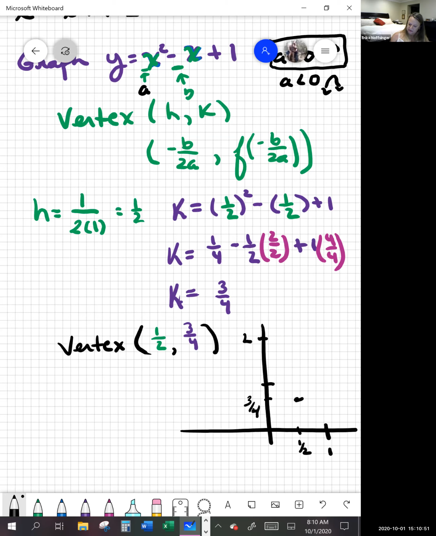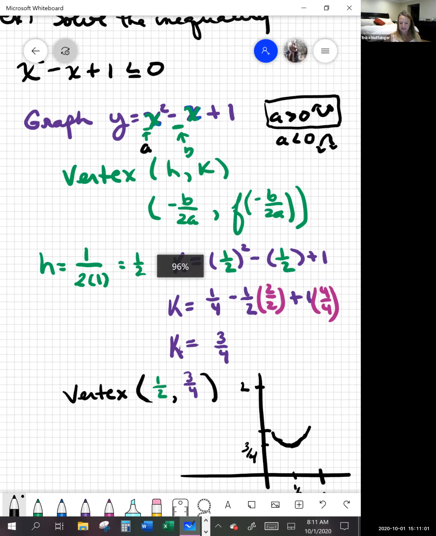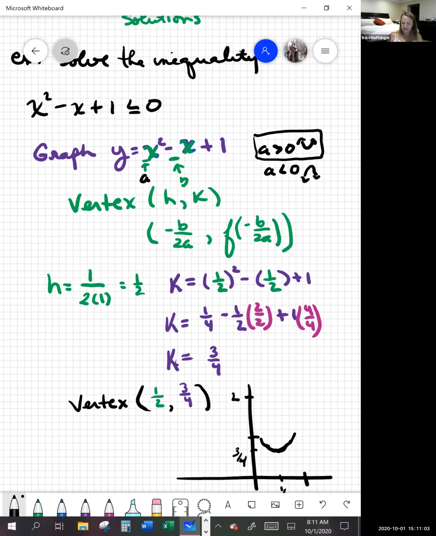And again, we said it was facing upwards. So I'm just going to go like this for now. Remember, we talked about how if we could find our vertex and know the direction, then that could save us some work in order to decide whether we need to find out where this is crossing the x-axis or not. Well, I know I'm not going to find an x-intercept if it's facing upwards and it's above the x-axis.